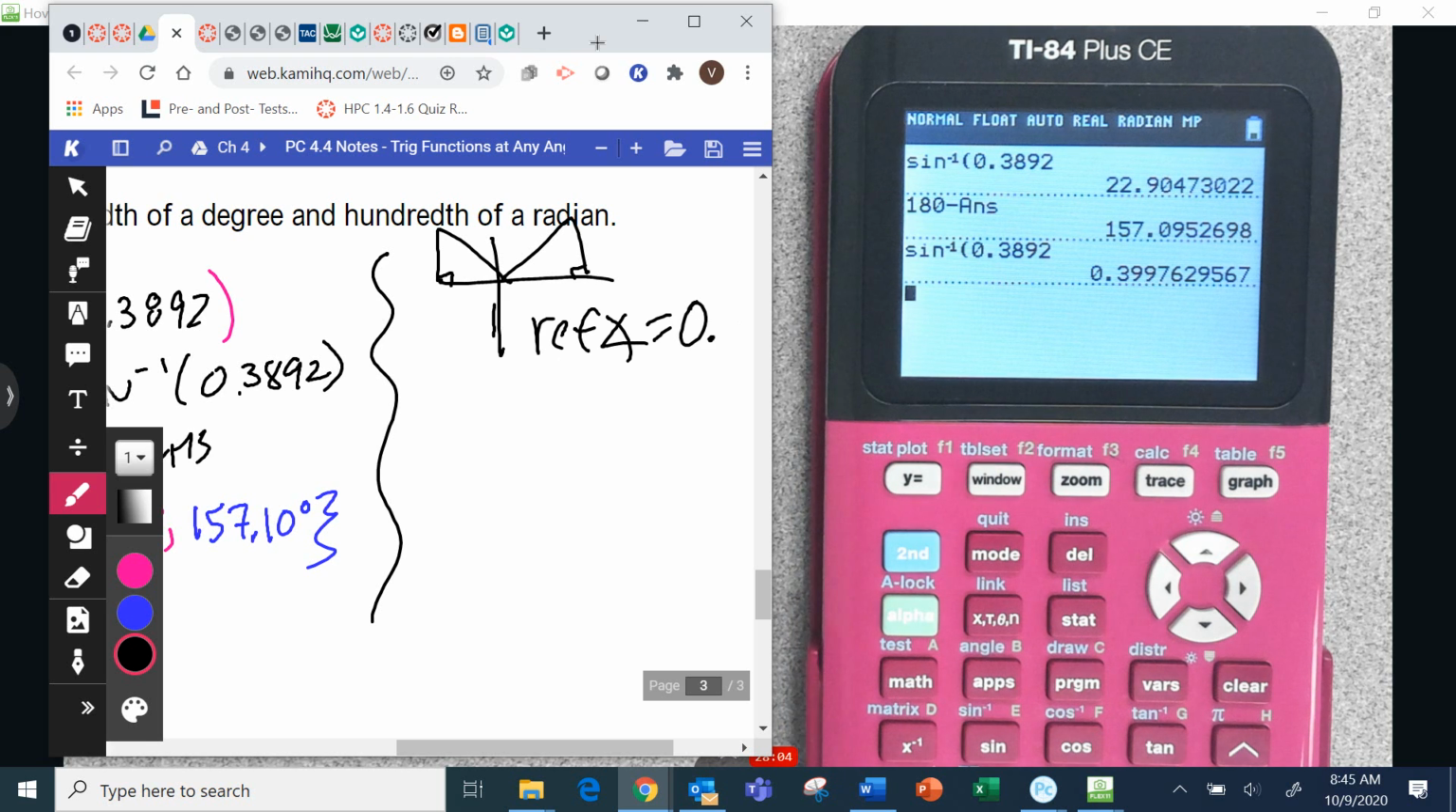What's 2 decimals going to give me? Yeah, 0.40. All right, and then that is my reference angle. It is also my first answer.